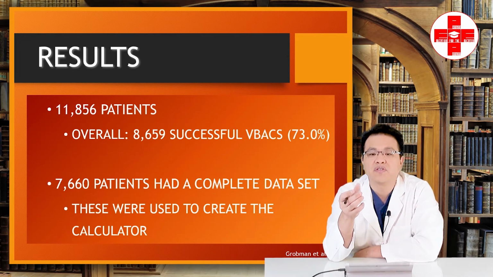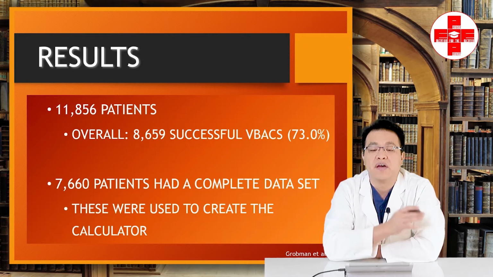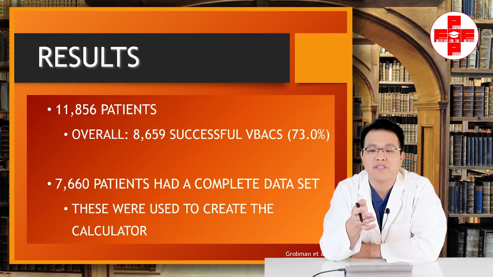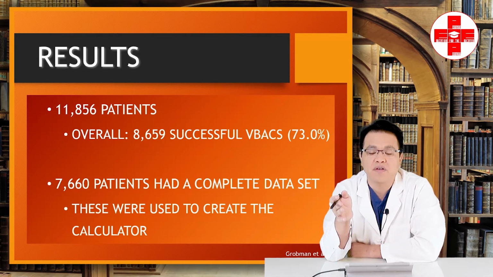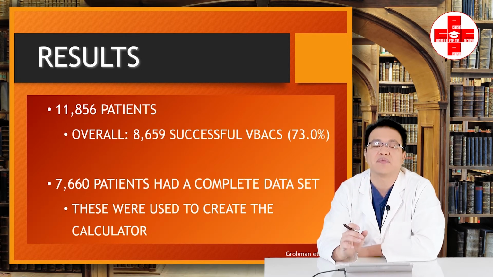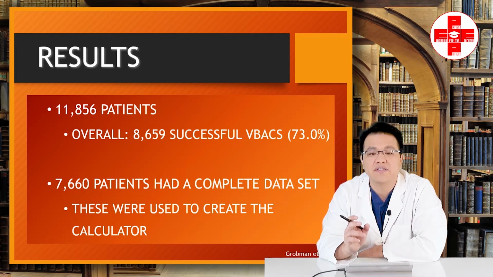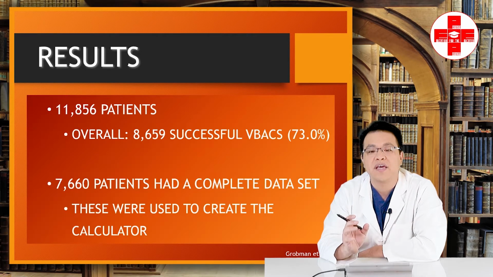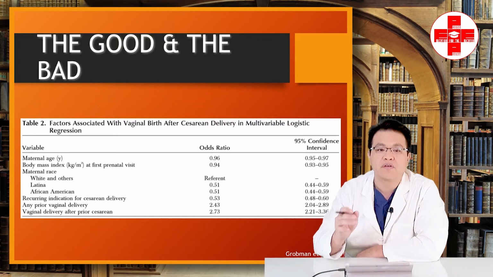So the results, overall, there were 11,800 plus patients that underwent a trial of labor after C-section, and they had an overall successful vaginal birth after C-section rate of about 73%. Of these 11,000 plus patients, 7,660 patients had complete data sets that were able to be used in the creation of this calculator. So the good and the bad.